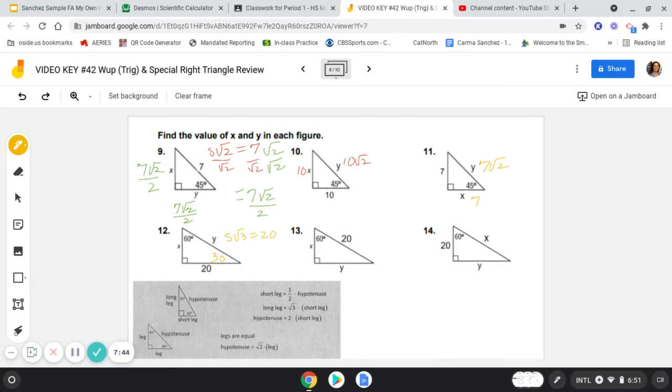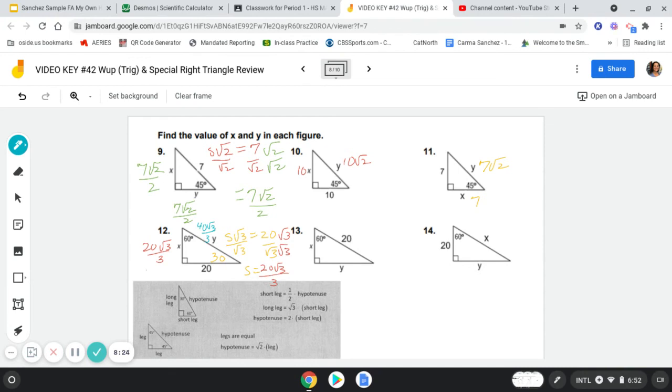So let's solve backwards by dividing by root 3. And I know that I cannot leave a root 3 in the denominator. So we're going to get 20 root 3 over 3 as the side length. And your hypotenuse is double that. So the hypotenuse, 2 times 20, is going to be 40 root 3 over 3. Does that make sense? We just multiplied that front number by 2.